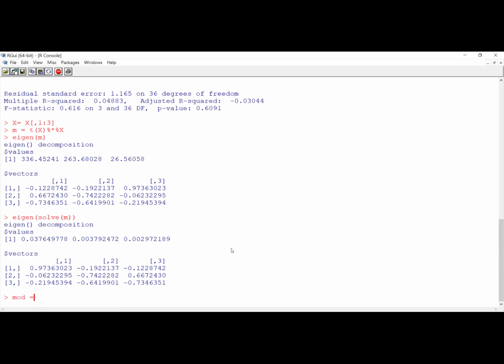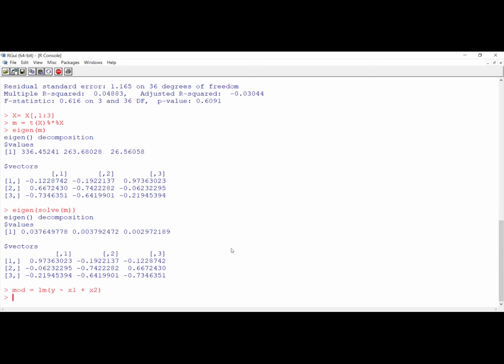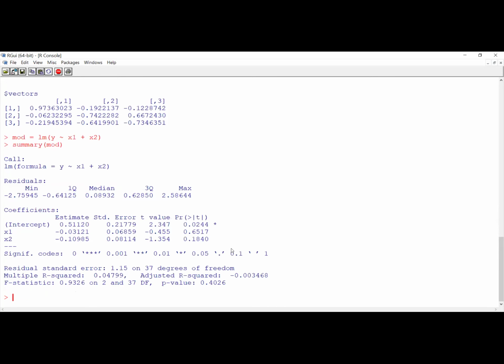So if I type mod again equals LM, I'm going to keep the same Y, and let's put in X1. You don't have to put the 1s in. That comes for free. There is a way to take it out, which we haven't talked about. But let's just look at this and summary. I up arrow, which is faster. Wow, not that good, right? I thought it would be better, but it is definitely better, but still not great.